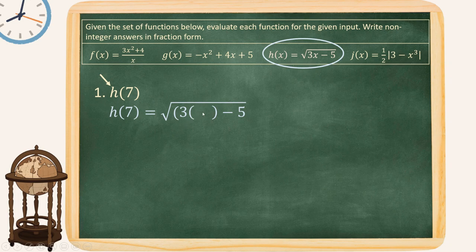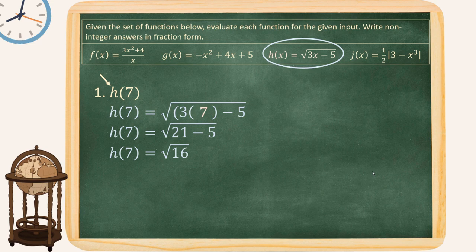What I like to do is first, anywhere there was an x, I put a blank set of parentheses, and then in the parentheses I'll put 7, and then we'll evaluate using order of operations. The radical sign is like a grouping symbol, so we've got to do everything under the radical sign first. We've got multiplication and subtraction. Multiplication will happen first. 3 times 7 gives us 21. Then we do the subtraction under the radical sign. 21 minus 5 gives us 16. And then lastly, we take the square root of 16. The square root of 16 is 4 because 4 times itself equals 16.